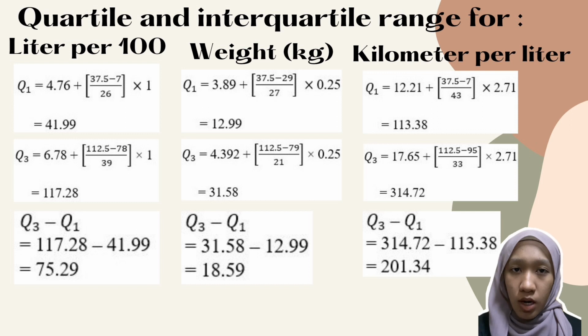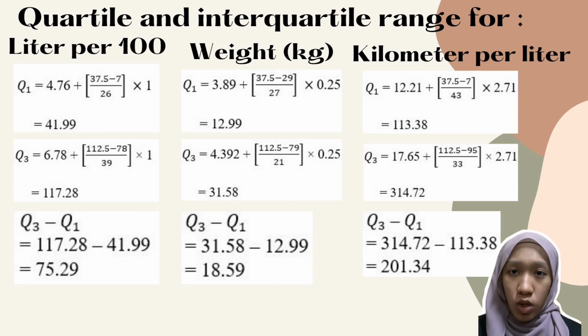Quartile 1 for liter per 100 was 41.99. Quartile 3 is 170.28 and interquartile range for liter per 100 was 75.29. Quartile 1 for weight was 12.99 kg. Quartile 3 is 31.58 kg. Interquartile range for weight was 18.59 kg.